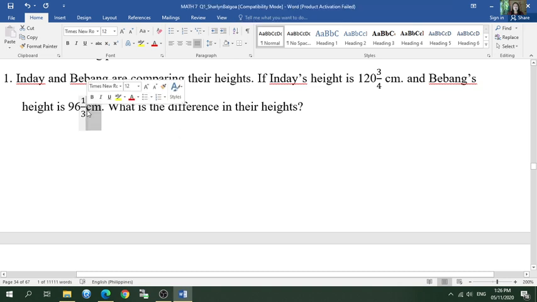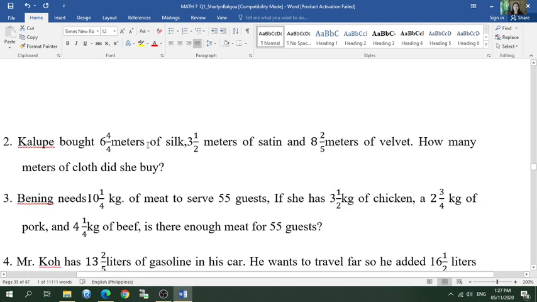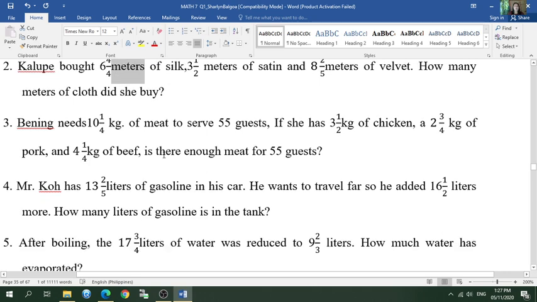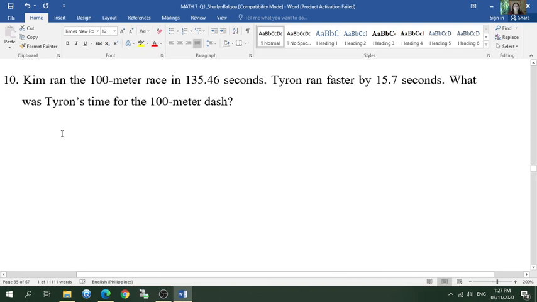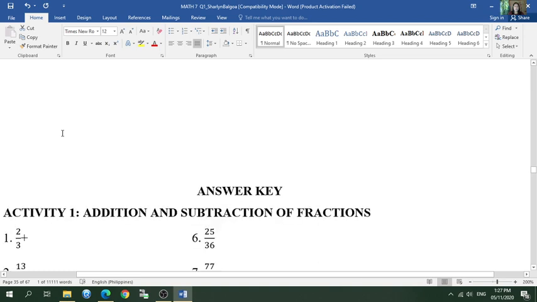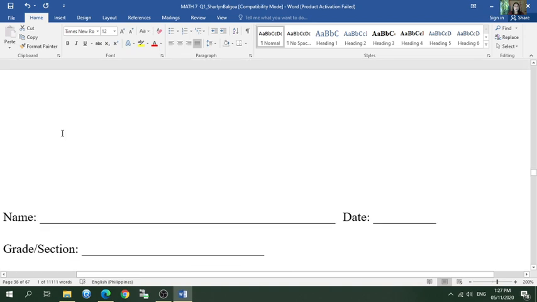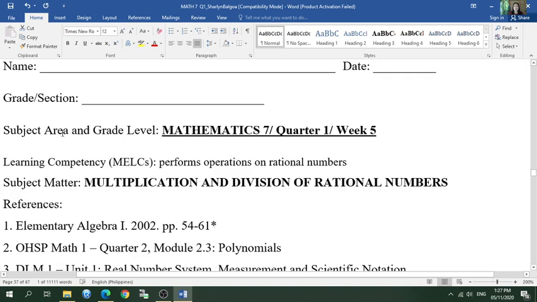If your answer is only a fraction or a mixed number without your unit, your answer will be incorrect. Dito, ang unit mo ay meters. Dapat meron kang yung word na meters. Or, symbol for meter is small letter m. And many more hanggang sa number 10. Okay? So, that's all about week number 5, part 1.